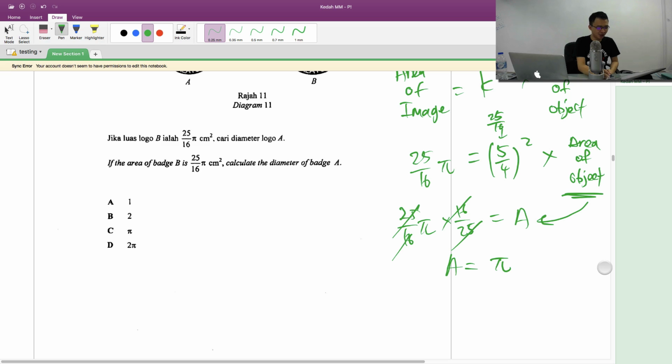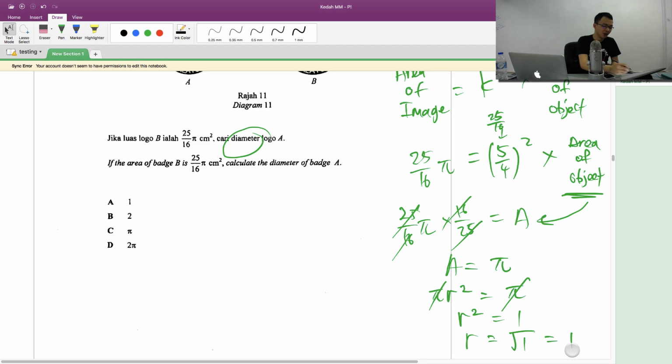But the question actually asks you to find the diameter. They are not asking what the area is. So if the area is 1 pi, and I want to find the diameter, I know that area equals pi r squared. So pi r squared equals pi. So r squared, pi and pi I simplify, equals 1. So r squared equals 1, r equals square root 1. So radius is 1. You know diameter basically equals double of radius, right? So diameter is 2 multiply 1, so it's 2.